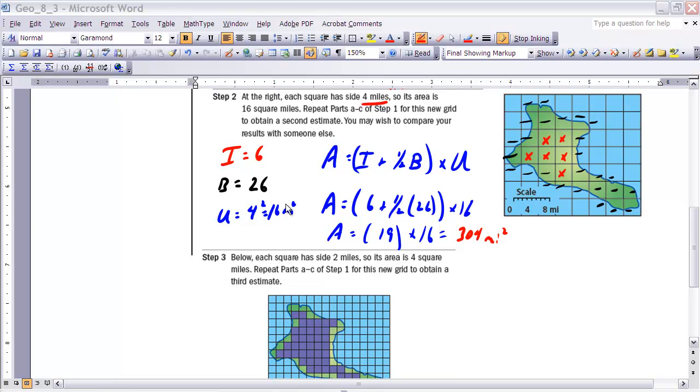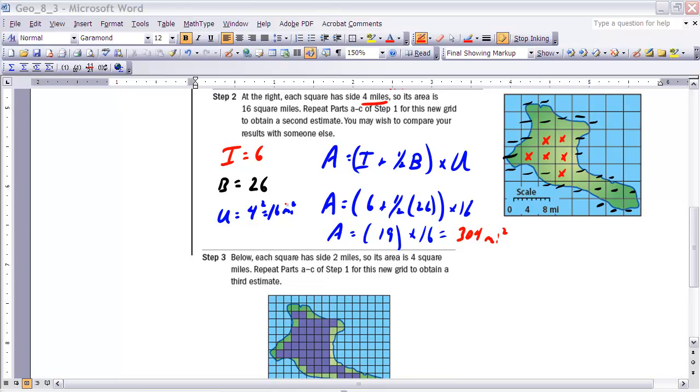So now I'm going to take my formula for the area. Area is equal to the inside squares plus half the boundary squares, times U. If I plug in those values, I'm left with 19 times 16, which is 304 square miles. You'll notice that the difference between the number I got in step 1 and step 2 is somewhat substantial. But the better estimate is this second estimate, because the smaller the square, the more accurate I can be with my estimate. So this is definitely a better estimate.